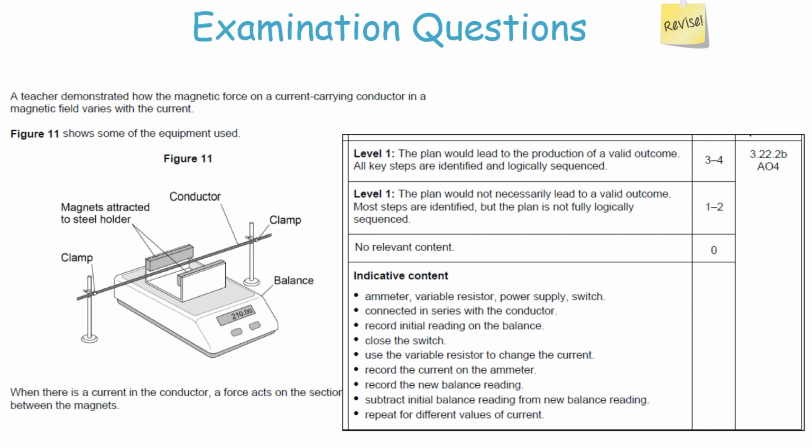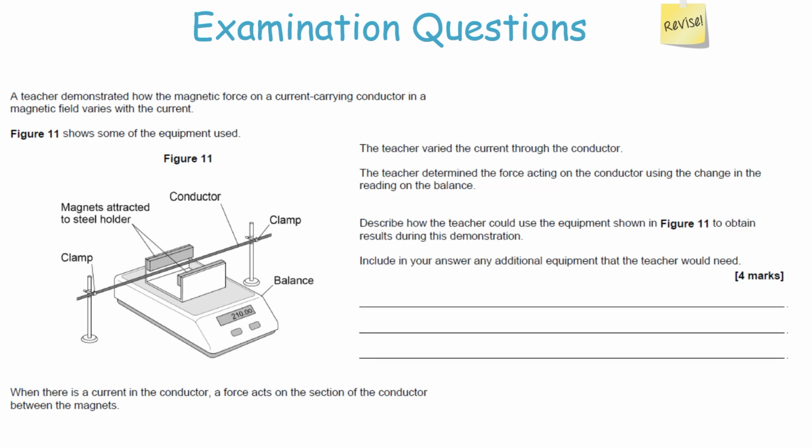Again, always state in any experiment what you're measuring and with what device you're doing it with. You record the new balance reading, then subtract the initial balance reading from the new balance reading and then repeat it for different values of the current, and then you can work out what F is going to be. So it allows you to work this out in that particular demonstration.